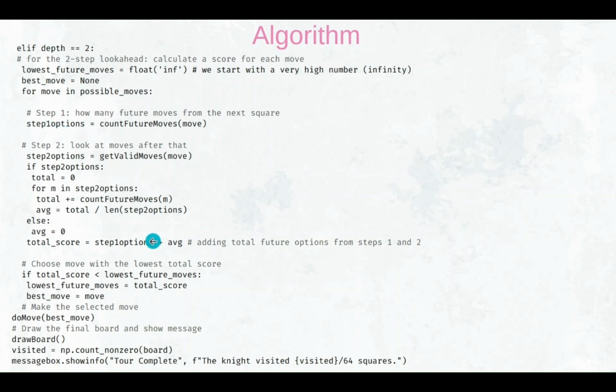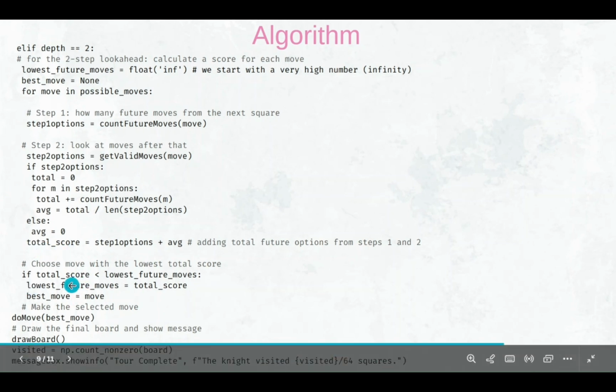Then we will start comparing this total score to the lowest, which was initially infinity, and we will keep on resetting it until we get the lowest future moves, and that move will be the best move. After doing all of this, we will make a move, so we will use do move to basically draw that move on the board. Then we will call draw board to print the board after we're done.